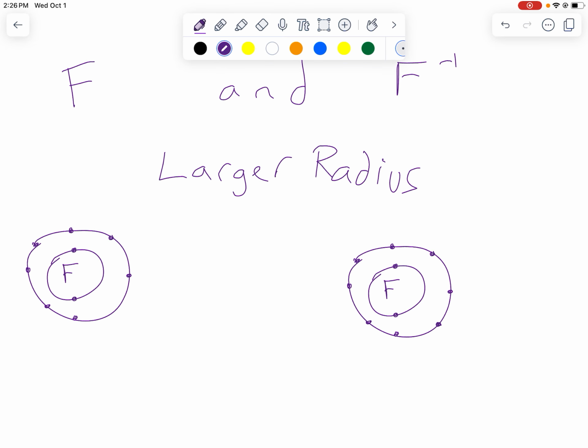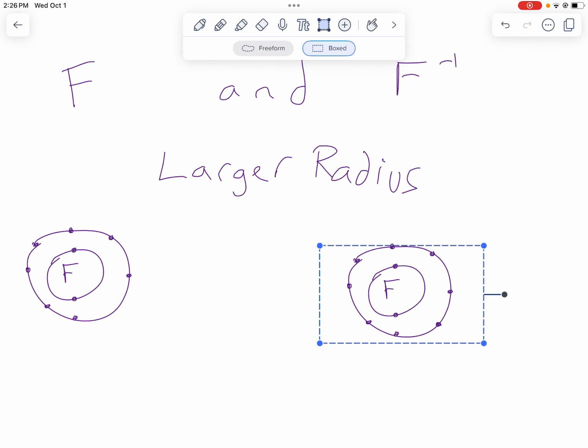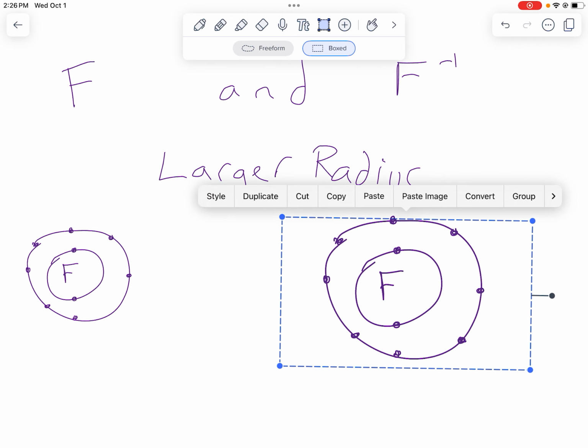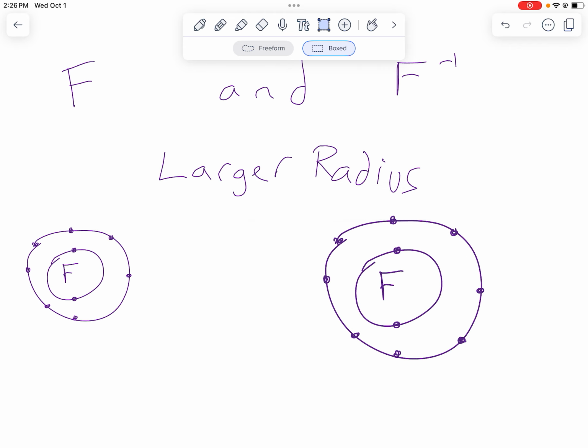So then the question becomes, between these two, which has a larger radius? It's actually fluorine -1 that is slightly larger, as I'm just showing by zooming in there. Okay, now why is that? There's kind of 2 pathways you can use to explain.